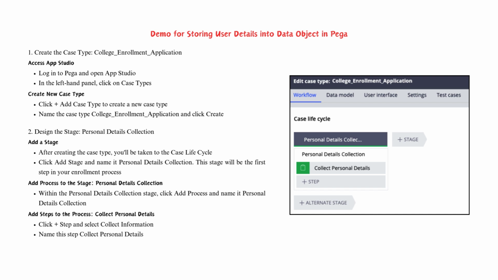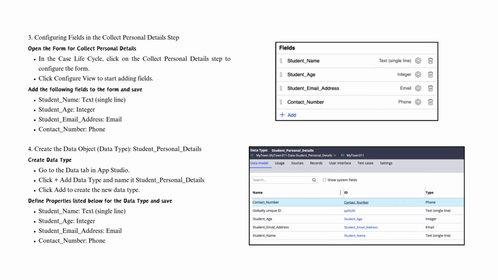Next, add a process. Under the Personal Details Collection stage, click Add Process and name it Personal Details Collection. Then, click Step, choose Collect Information, and name it Collect Personal Details for users to input their name, age, email, and contact details.